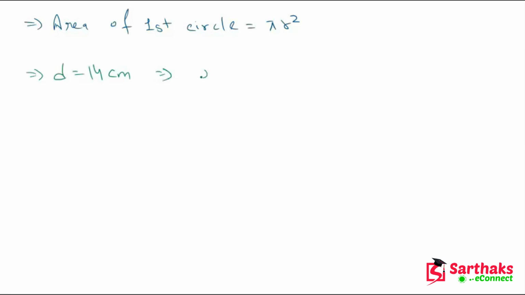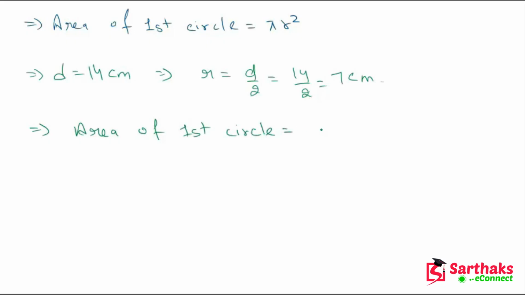So we can write the radius is equal to d upon 2. So this is equal to 14 upon 2, which gives 7 centimeter. So we have radius 7 centimeter. So the area of first circle is pi into 7 square. So this will give 22 upon 7 into 7 into 7. So this will give 22 into 7.